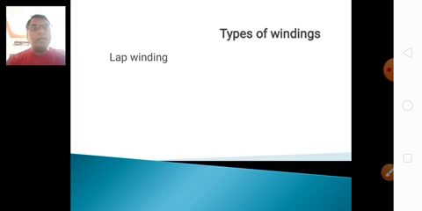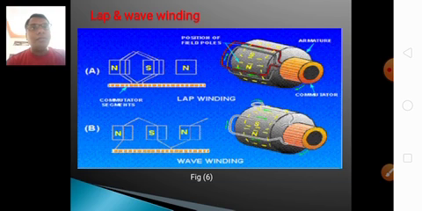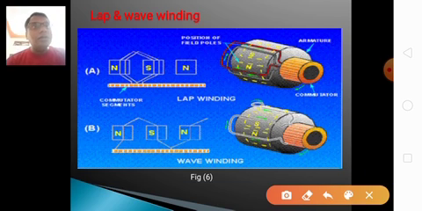Types of winding. These are the two types of winding: one is lap winding and another one is wave winding. See here, lap winding and wave winding. Here these are the commutator. These are the different windings, and here is also wave winding.